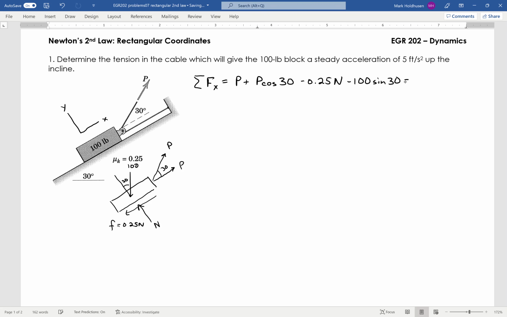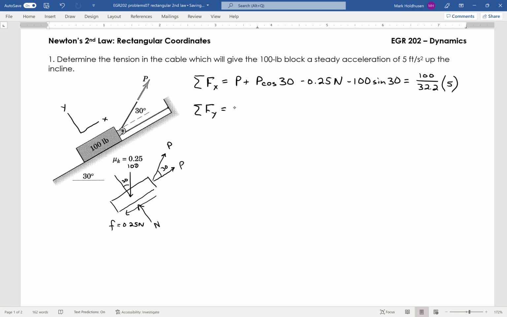And this is going to equal the mass times the acceleration in the x direction, which I know to be 5. The mass is 100 pounds divided by 32.2 to get it into slugs, okay? And then I take that times 5 because I know I'm accelerating in the x direction 5. And that's why I set up my x-axis in that direction, because all of that acceleration is in that direction, okay? Conversely, you'll see what happens when I sum the forces in the y direction.